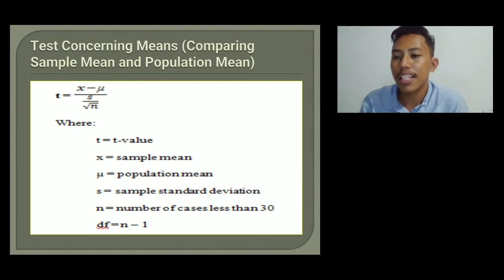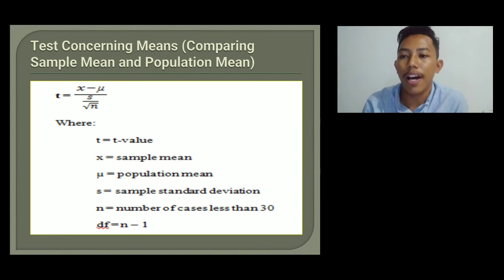Next, we will proceed to the test concerning means. Compare sample mean and population mean. So our t is equal to x minus mu over s over the square root of n. Our t is the t value, x is the sample mean, mu is the population mean, s is our sample standard deviation, and n is the number of cases, less than 30. And our df is equal to n minus 1.